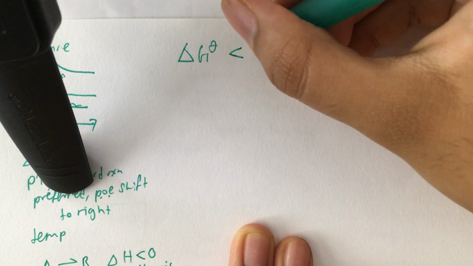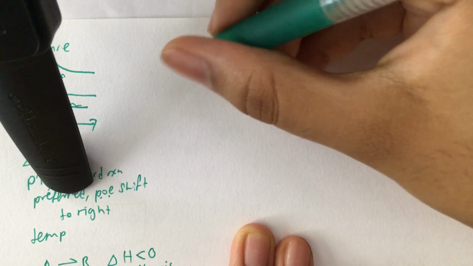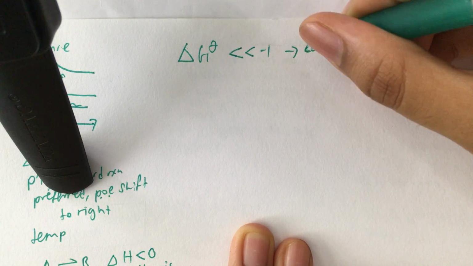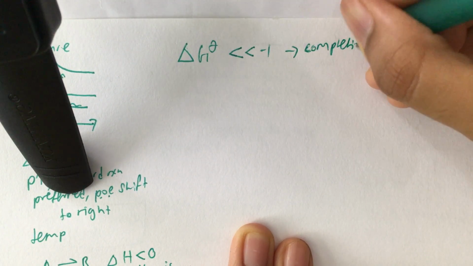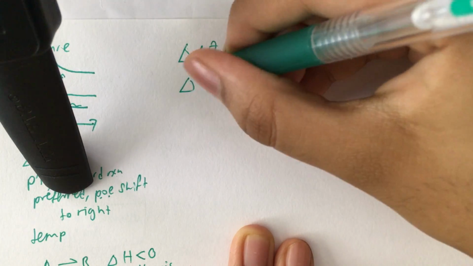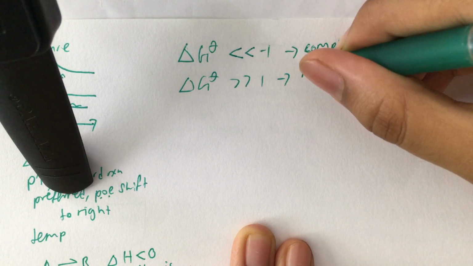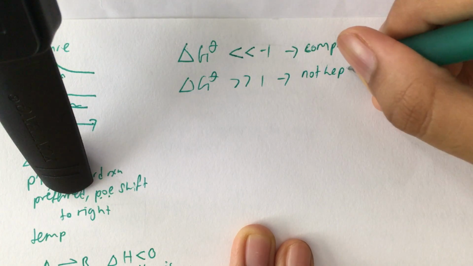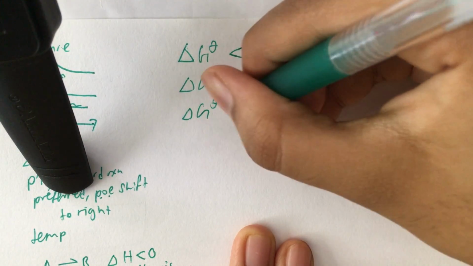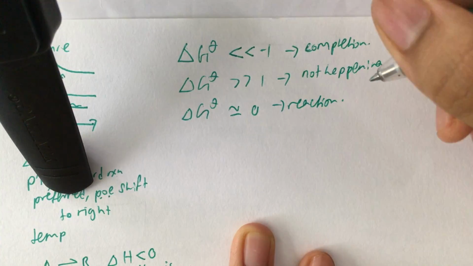If delta G is very positive, you're looking at a forward reaction per se, then the reaction is very likely to not happen, or the reverse reaction is more likely to happen. And if delta G is very close to 0, or between 1 and -1, around there, I think not really 1 and -1, more like 0.1 and -0.1, I don't know. If it's in that range, then it is very likely to be a reversible reaction. So that's the idea of delta G in a way.